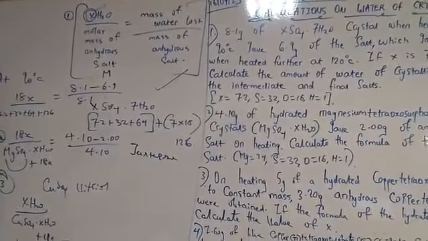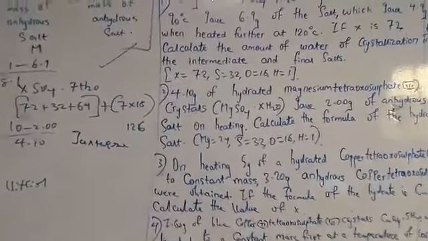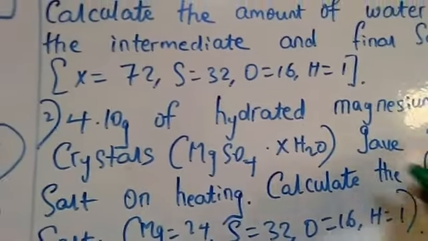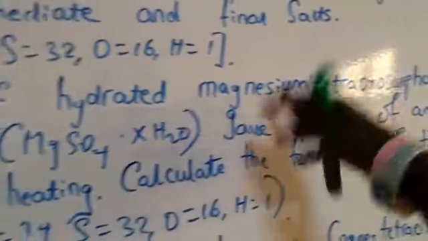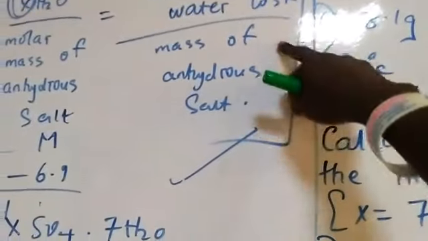Number 2, we have your xH2O over molar mass of anhydrous salt. That 4.10 gram is the mass of the anhydrous salt. To get the mass of water lost, you subtract the first from the final. The mass of water lost will be 4.10 minus 2.00. I think that should give us 2.10, yes. So that will be mass of water lost 2.10 over mass of anhydrous salt 4.10.